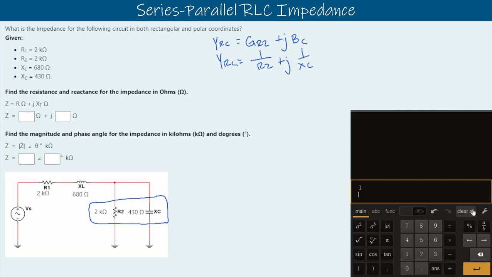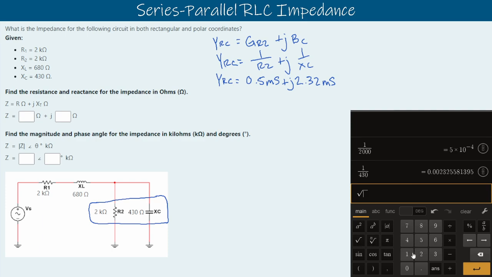We'll say 1 over R2, which is 2000, and then 1 over 430 for our XC. And so those two will be put into millisiemens. So YRC is equal to 0.5 millisiemens plus J 2.32 millisiemens.